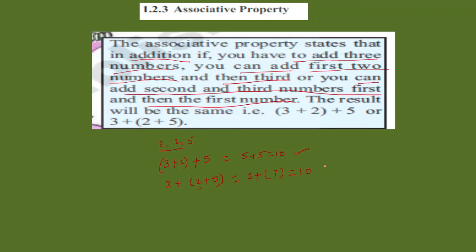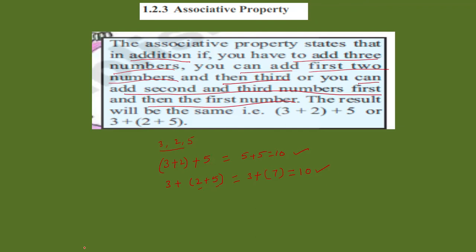What is your observation? Here you may observe both the cases we got the same. Hence what we can say, the natural numbers are associative under addition. Okay. Now we may apply this associative property to the rational numbers also.